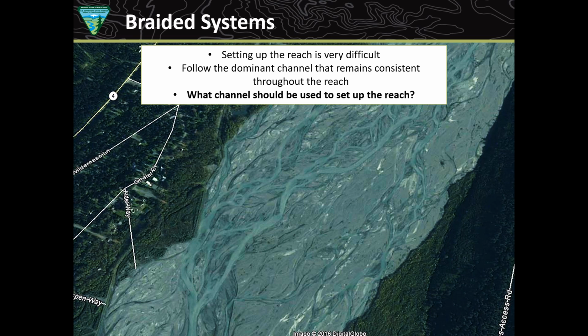In a braided system, the thalweg can alter periodically between channels. As one can see in this example, thalweg is not very easy to find, even from an aerial viewpoint. To set up the reach on a braided system, follow the dominant channel that remains consistent throughout the reach. In this example, what channel should be used to set up the reach? The thalweg could be here, but it's hard to tell. The technicalities of sampling braided reaches should be discussed thoroughly before, during, and after sampling.